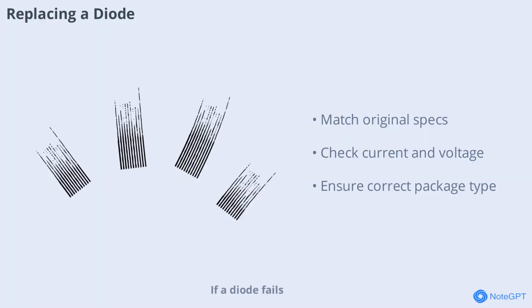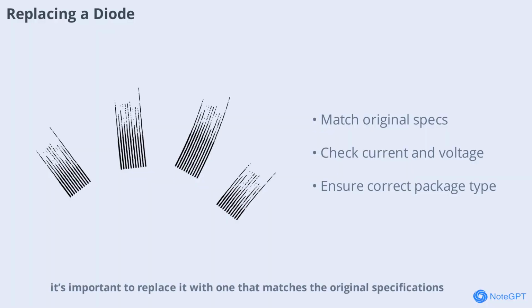If a diode fails, it's important to replace it with one that matches the original specifications. This ensures the circuit will function as intended. Always check the current, voltage, and package type before installing a new diode.